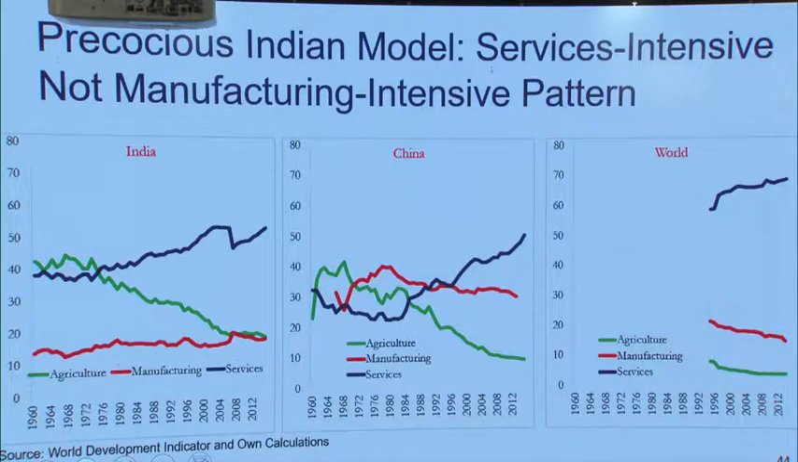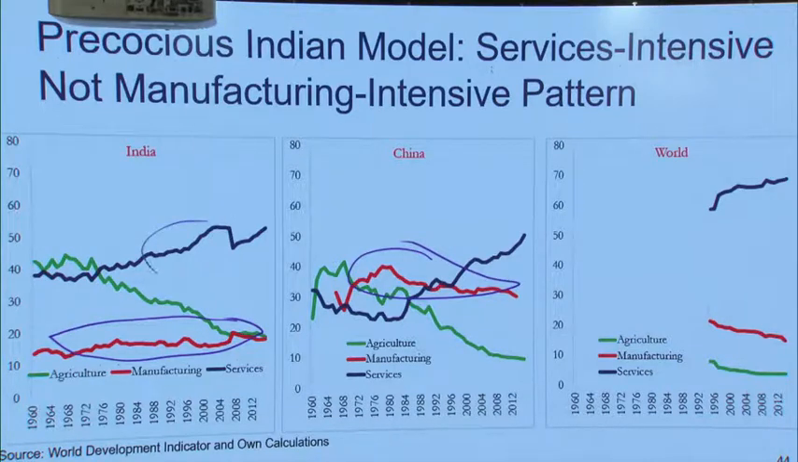What follows is mostly work that Raghuram Rajan and I and co-authors did at the IMF. The first thing which everyone has noticed is that India's pattern of development has been much more services intensive than manufacturing intensive. So for example, look at the Indian share of manufacturing here, and look at the Chinese share of manufacturing. In contrast, look at the Indian share of services and the Chinese share of services, which is only now slowly rising to Indian levels.